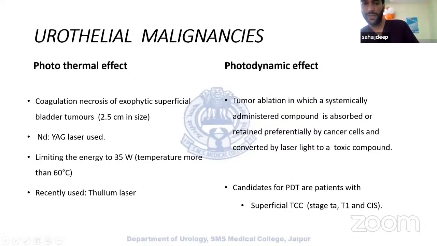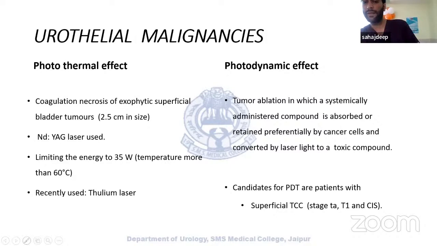Laser can be utilized in malignancy. Urothelial malignancy can be treated by two effects: photothermal and photodynamic effect. In the photothermal effect, there is coagulation and necrosis of exophytic superficial bladder tumor up to 2.5 centimeters in size. In this photothermal effect, the Nd:YAG laser is used, limiting the energy to 35 watts. The recently used laser in the photothermal effect is the thulium fiber laser.